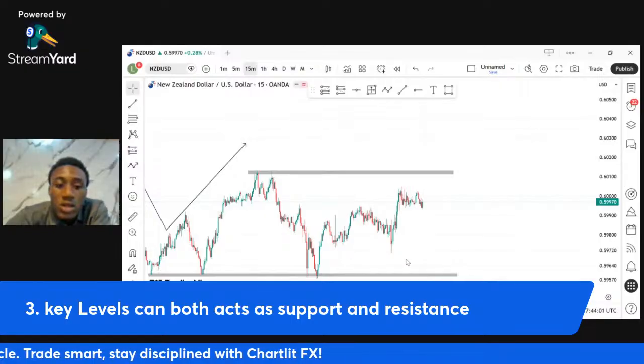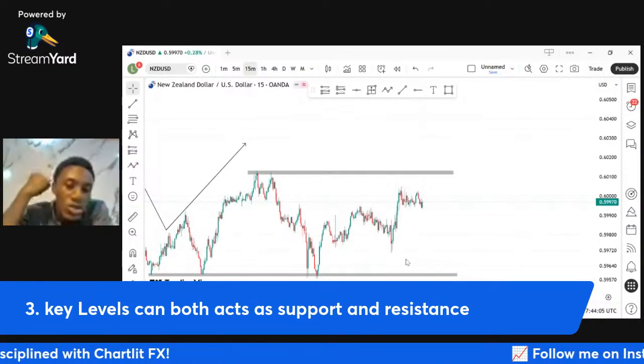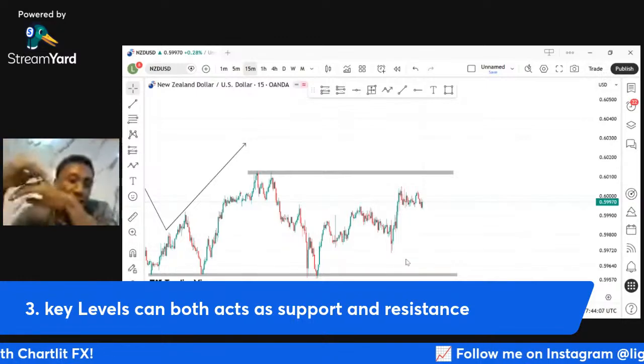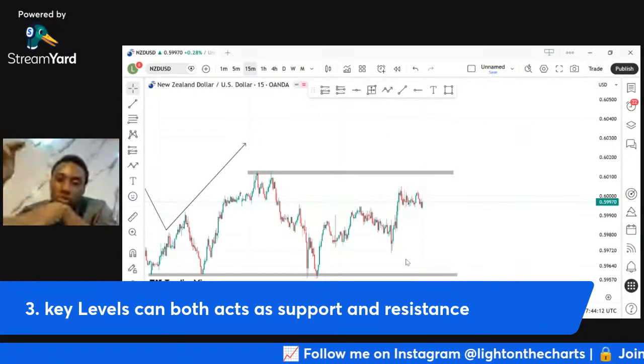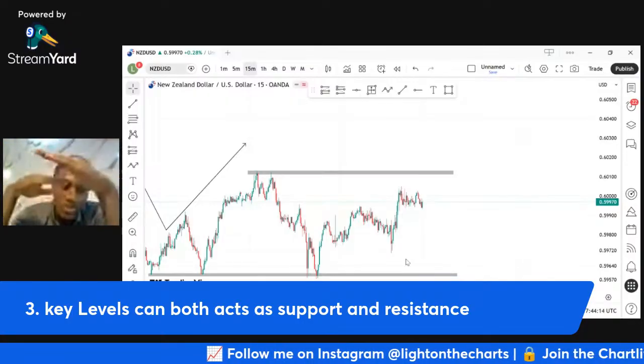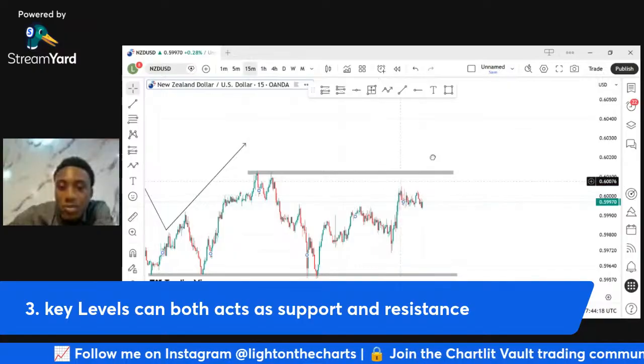Now, key levels can act both as support and also as resistance. Like I've said in the past, support is like a floor. When price gets there, it bounces off. And then resistance is like a ceiling. Price gets there, it rejects, it drops. Now, based off of this example I've shown you guys, this is support.